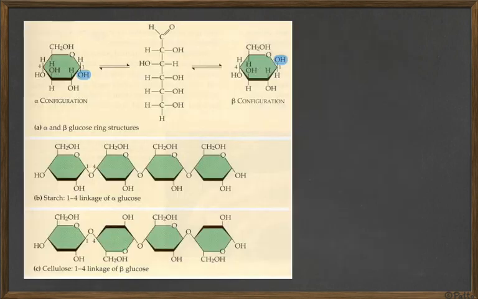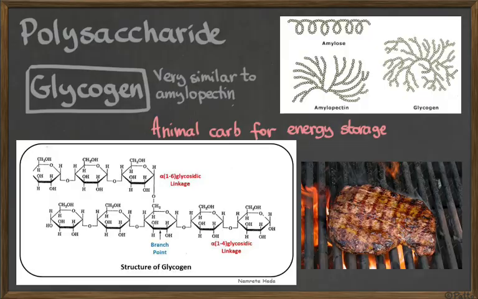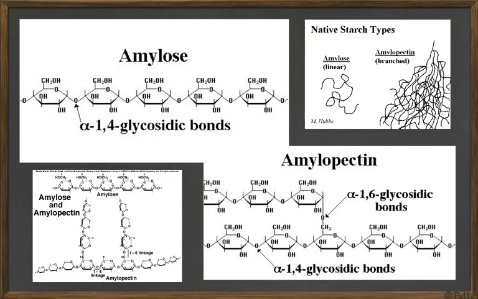And one more thing that I forgot to mention here is those numbers 1,4 and 1,6. If you look here, we have carbon 1, carbon 2, carbon 3, carbon 4, carbon 5, carbon 6. So in amylose, you have 1,4 connections. What that means is carbon 1 with carbon 4. 1, 2, 3, 4. Carbon 1 to carbon 4. Carbon 1 to carbon 4.